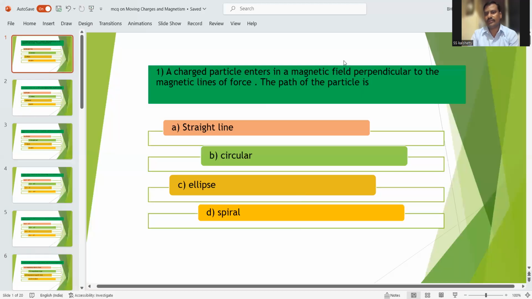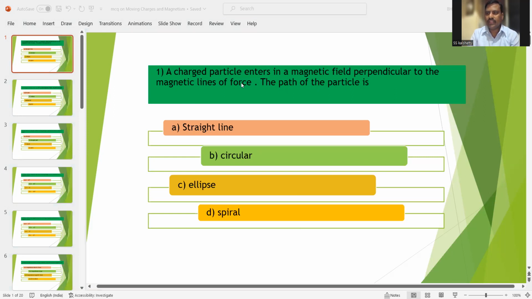Okay, first question. A charged particle enters a magnetic field perpendicular to the magnetic lines of force. What they are asking is, the path of the particle is what?